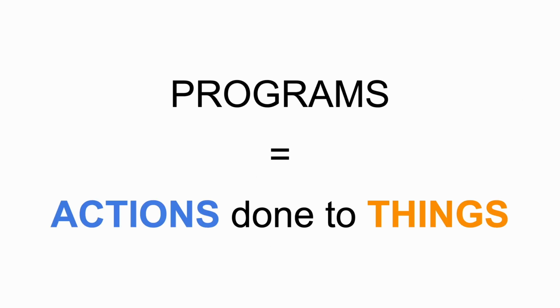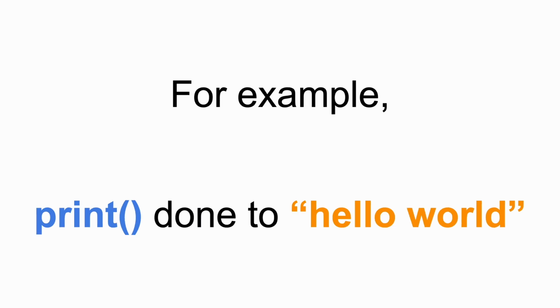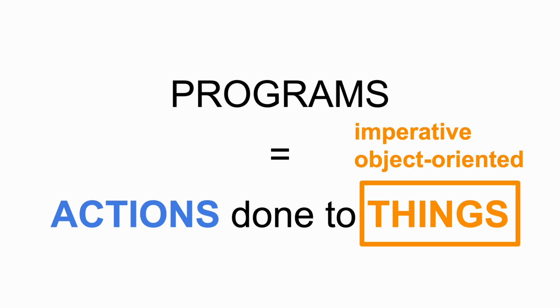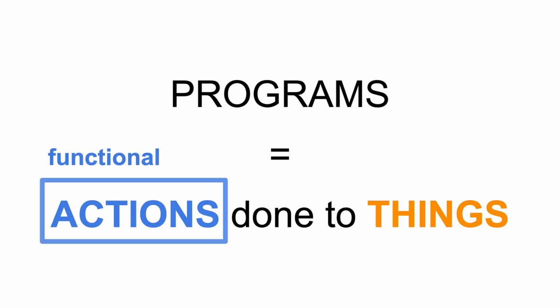In the most basic terms, we can describe programs as actions being done to things. For example, print might be done to a string hello world, or +1 might be done to a number 5. If we think of programs as actions done to things, in some programming paradigms, such as imperative or object-oriented, the emphasis is on the thing. In functional programming, the emphasis is on the action. Let's take a look at how this principle plays out in specific functional programming concepts.